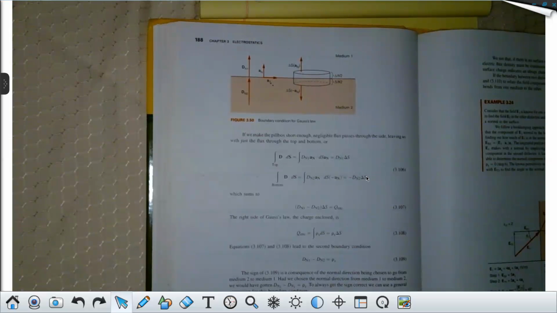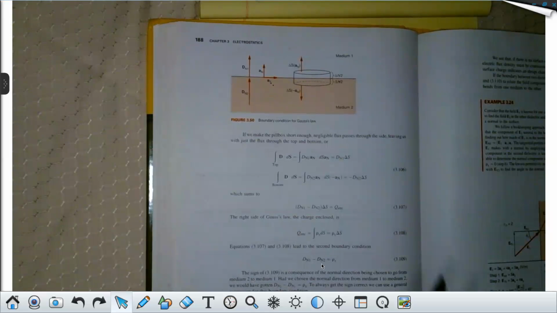Right. Now, what does that mean? When I add these two together, I get this, and that has to be the charge inside. Well, how much charge is inside? It's really the charge at the surface, between those two layers, and that charge is simply rho S delta S. And this is where he's going. D normal 1 minus D normal 2 is rho S, but generally speaking, the way they write this is D normal 1 is equal to D normal 2 unless there's a surface charge. Are you with me?